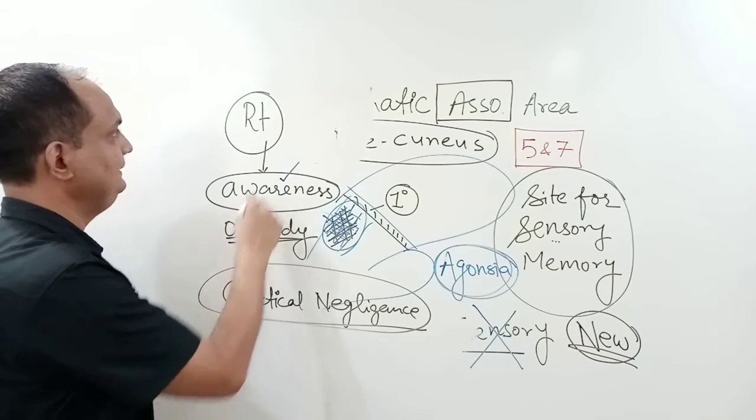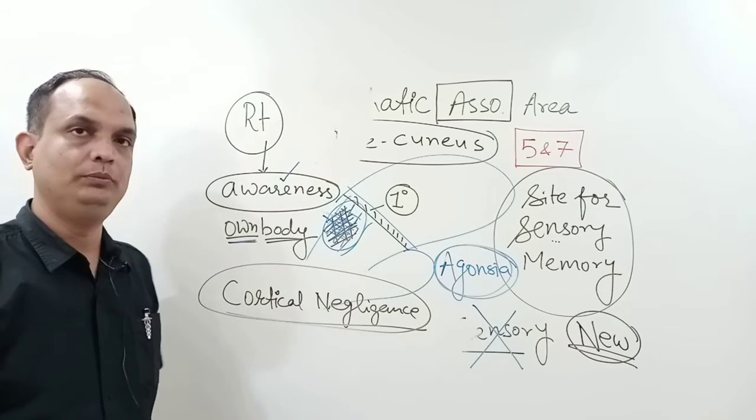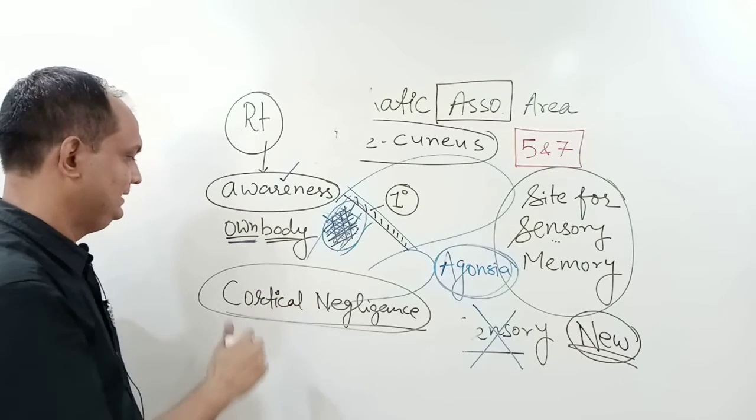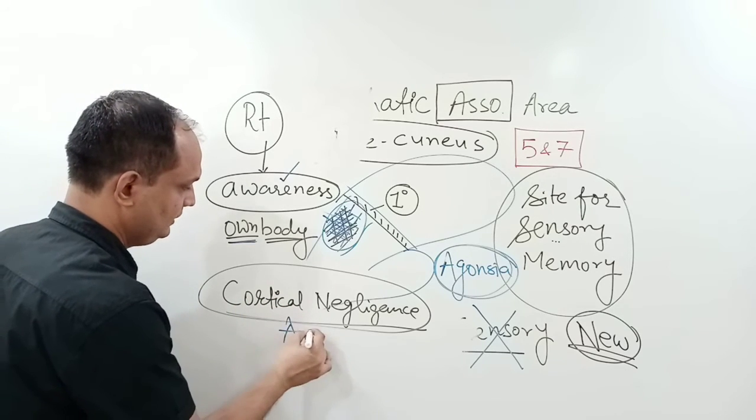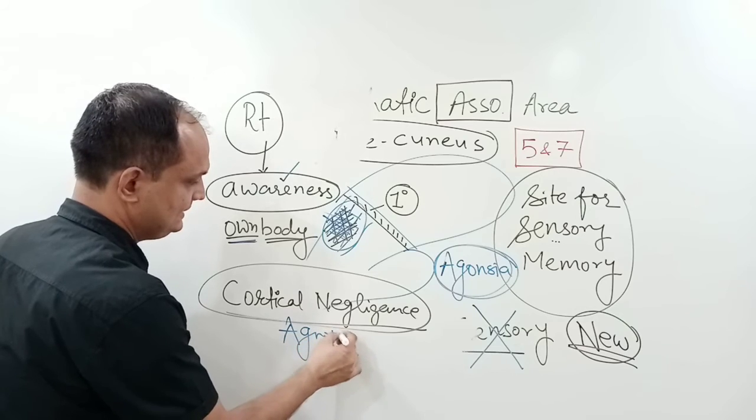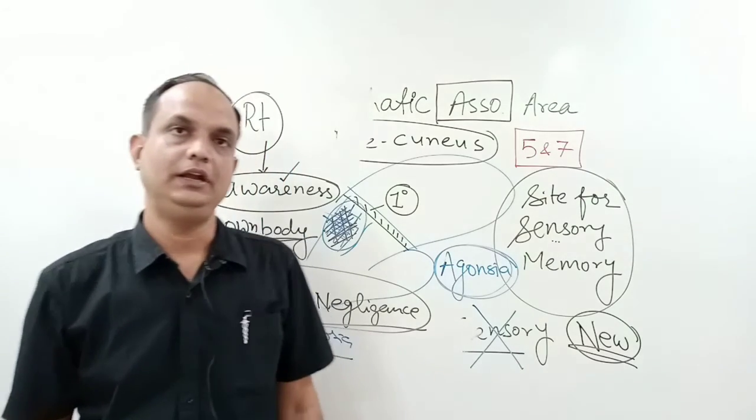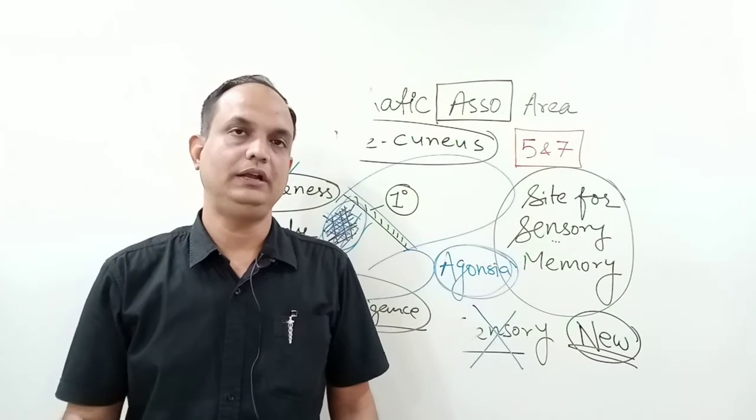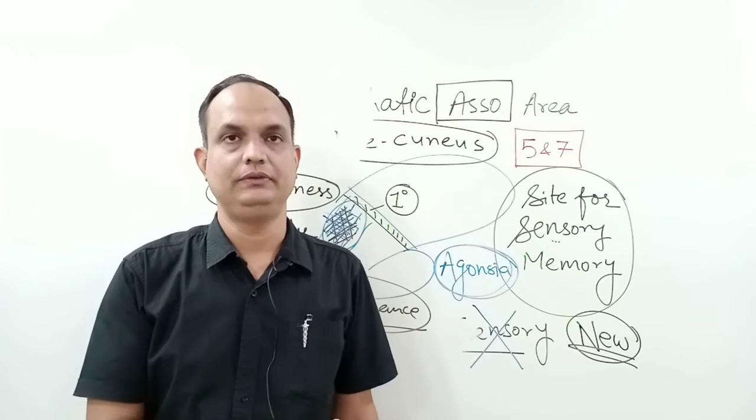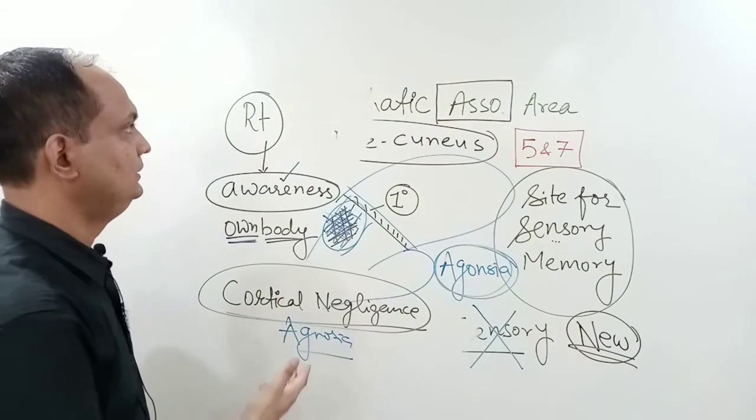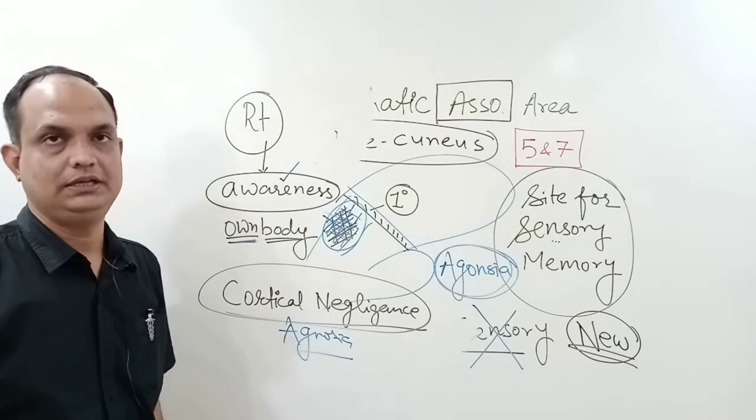And when there is a lesion in the right superior parietal lobule, the problem is a severe kind of agnosia, known as cortical neglect, where the individual does not take care of half of her or his body. So that is what is about the association area. Now we'll discuss the secondary sensory area.